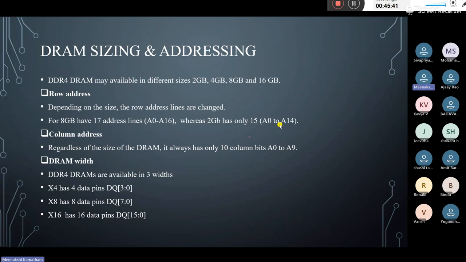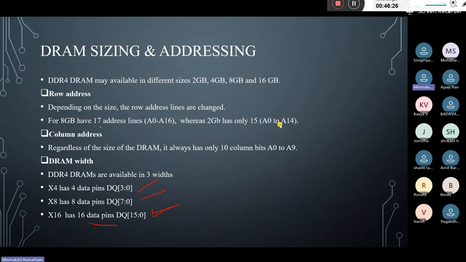And this is the DRAM sizing and addressing. As I mentioned, we have different DRAMs: x4 DRAM, x8 DRAM, and x16 DRAM. The x4 DRAM has only 4 data pins, x8 has 8 data pins, and x16 has 16 data pins. Depending on the size, the row address lines change. This is nothing but the 4 GB, 8 GB, and 16 GB capacities. How the calculation works, I will let you know. And the row and column addresses vary.